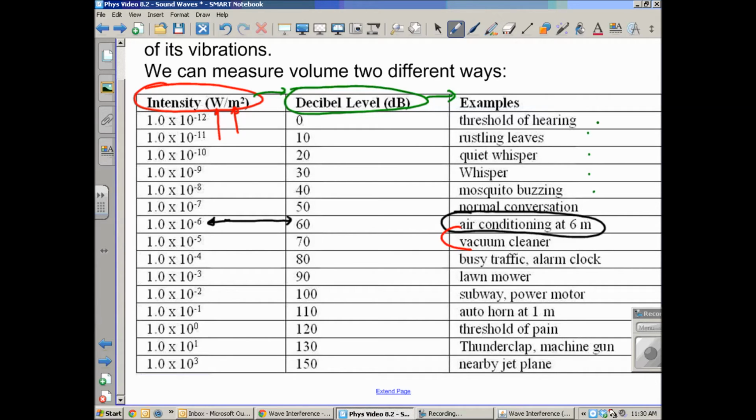So the next example on here is a vacuum cleaner. So if you're running a vacuum cleaner, then the intensity level is 10 to the negative 5th watts per square meter. So notice it got 10 times louder, right? But the decibel level got 10 bigger, plus 10. So in other words, the intensity level increases by multiplying, sort of, and your decibel level is increasing by adding 10.